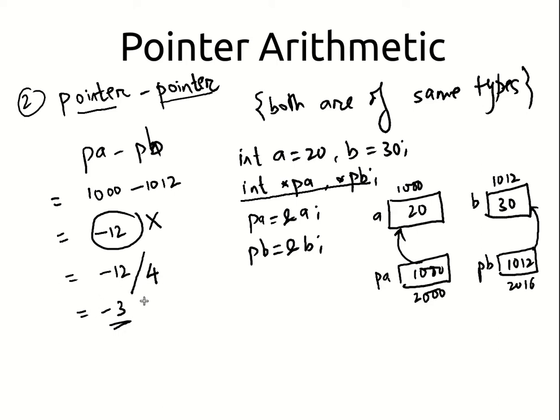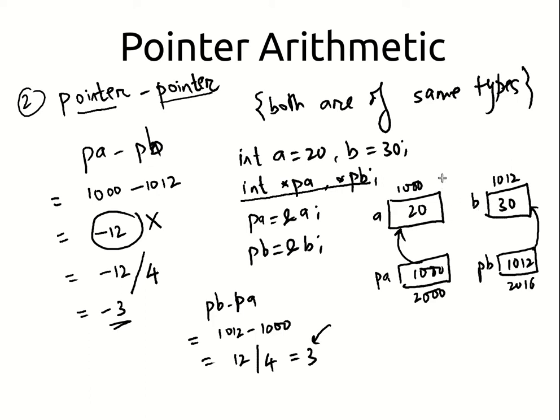So this means they are 3 elements away from each other. Similarly, PB minus PA is also a valid statement here. If I write PB minus PA, I get 1012 minus 1000, which is 12, divided by 4, so I get the answer as 3. That means there are 3 integer elements away from each other.